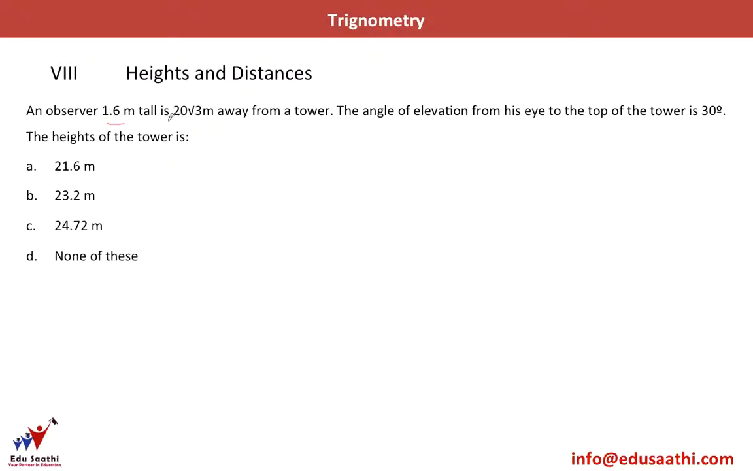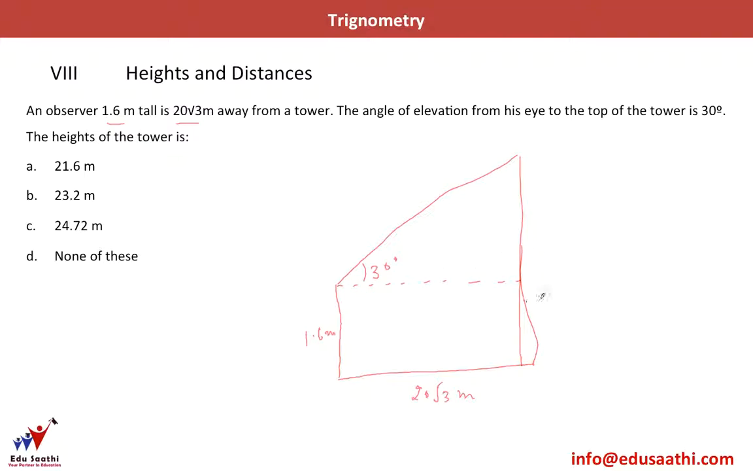A 1.6 meter tall observer is 20 root 3 meters away from a tower. So if I have an observer 1.6 meter tall and I have a distance here of 20 root 3 meters from a tower. So I'll have a tower, sorry for this bad line. So I have a tower here. The angle of elevation from his eye to the top of this tower, so this is the eye level, and the angle of elevation is going to be this. So this is 30 degrees. We need to find out the height of the tower.